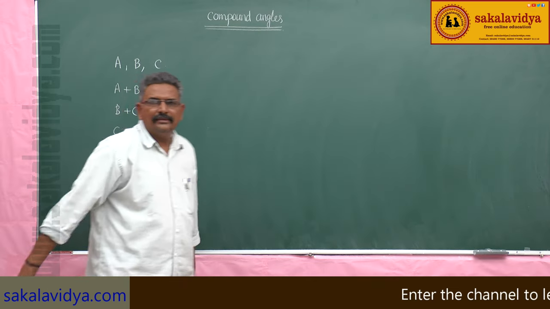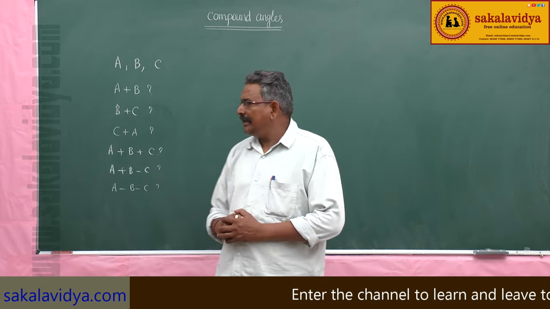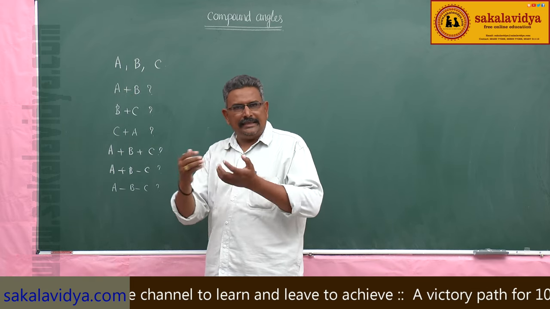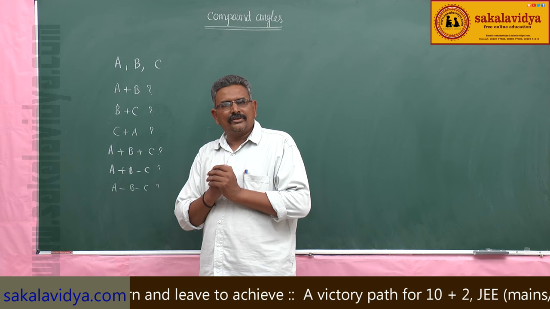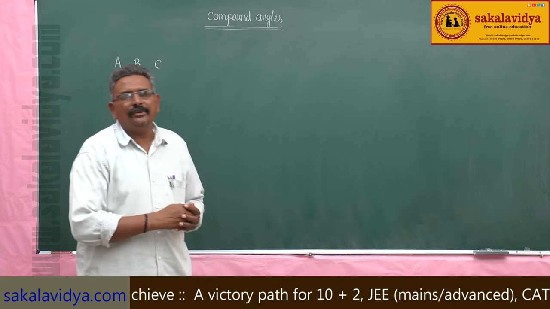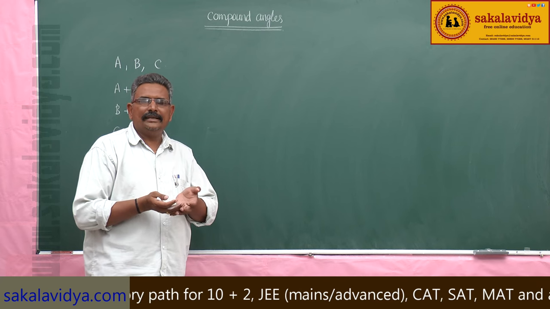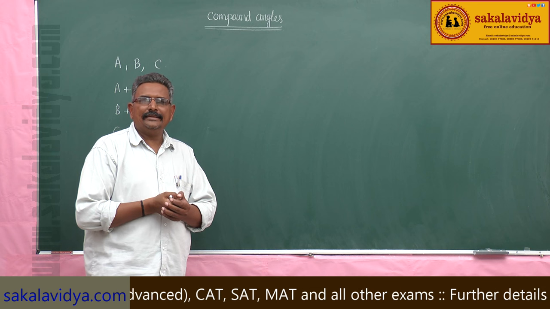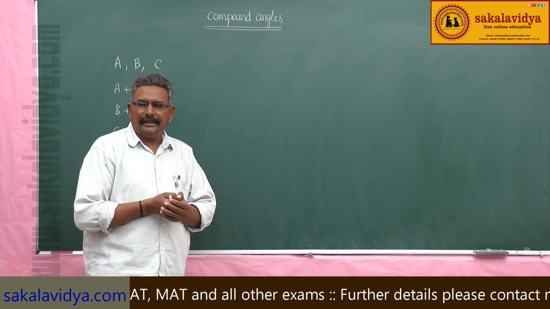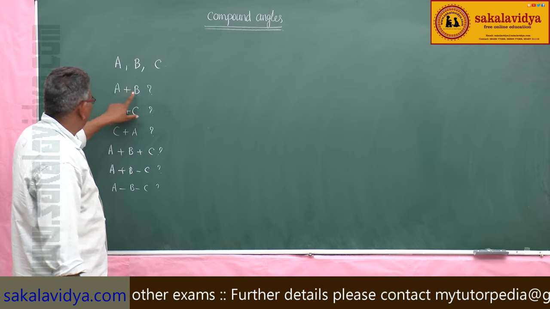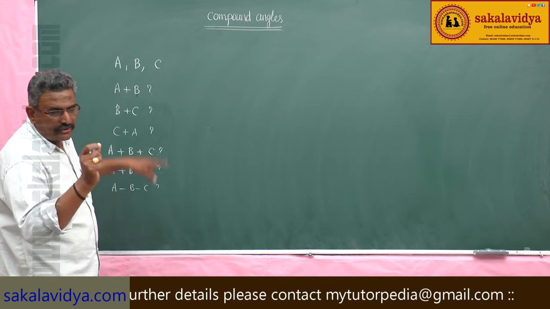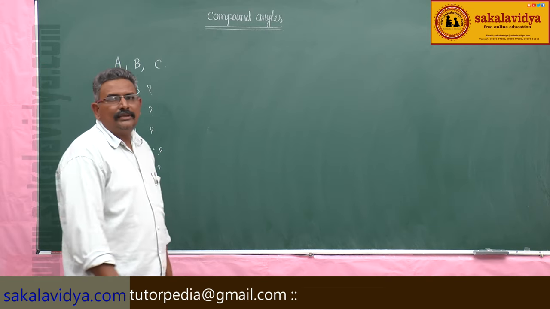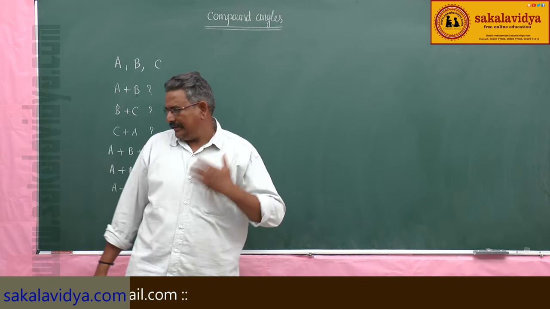Like this. So that means indirectly we can say, can we define the algebraic sum of two or more angles? Yes. So we can define the algebraic sum of two or more angles. The algebraic sum of two or more angles is called a compound angle, whereas A, B are called constituent angles. So now let us find out the trigonometric ratios of compound angles.